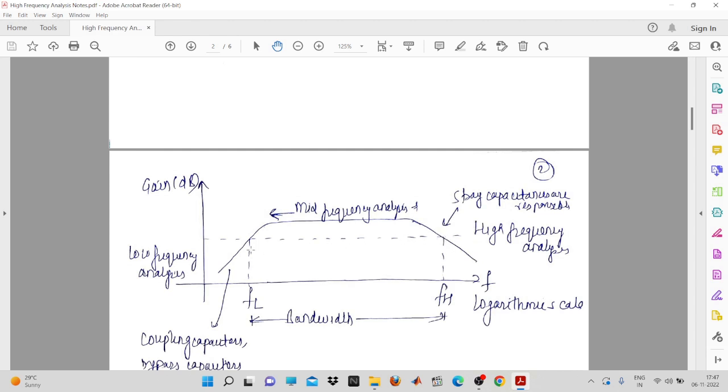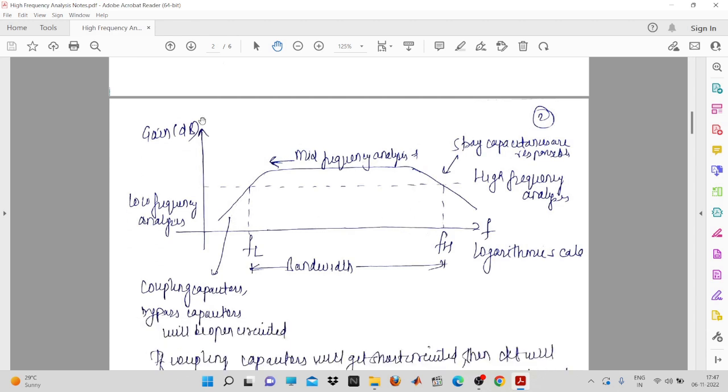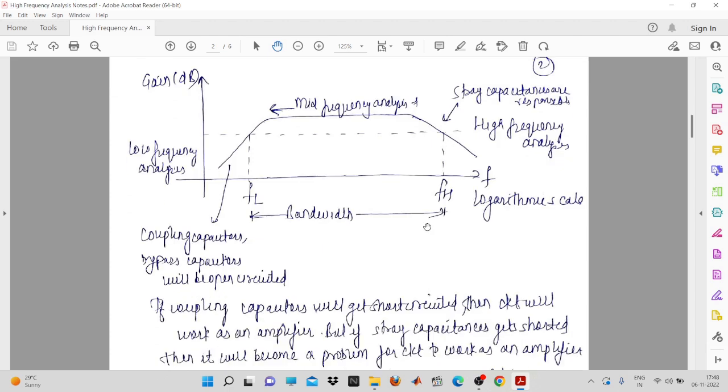If you trace the gain, the gain will be reduced by minus 3 dB. Suppose at this point it is 20 dB, then at this value it will be around 17 dB. The bandwidth will be the range of frequencies for which the gain is constant. That is called the bandwidth, and our requirement is the finite gain only. So this is all about the gain versus frequency.